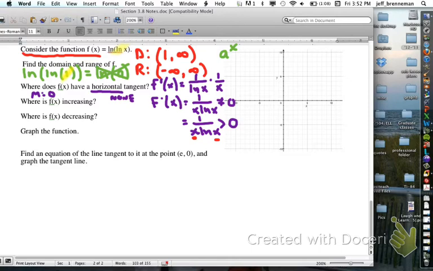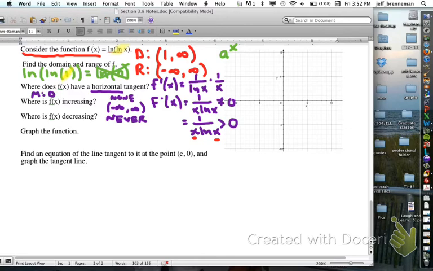So where is f of x going to be increasing? We could say that f of x will be increasing everywhere on its domain. And so that kind of answers this question for us. Where is f of x decreasing? Never. F of x will never decrease if it's increasing for all of its domain.